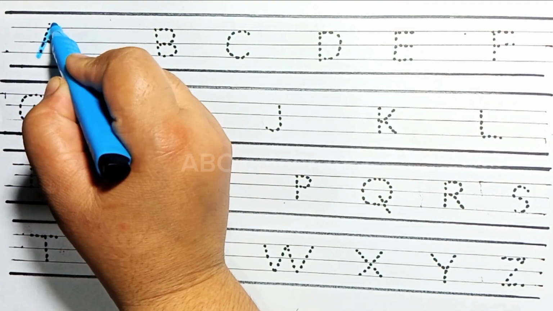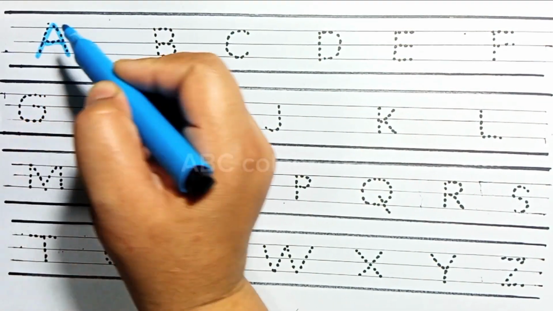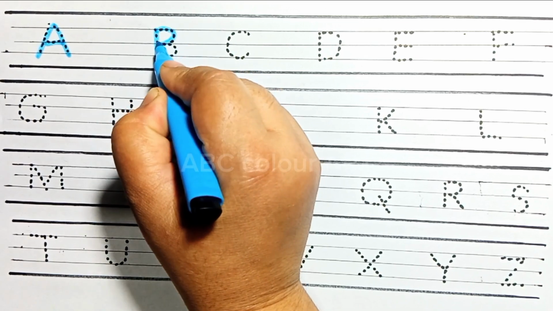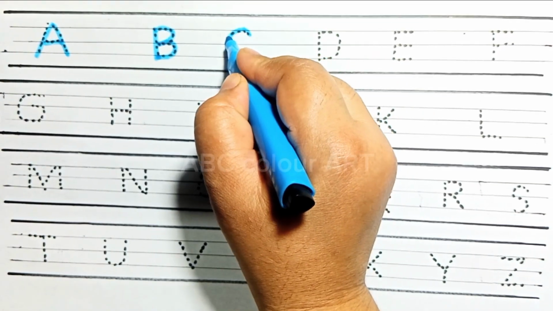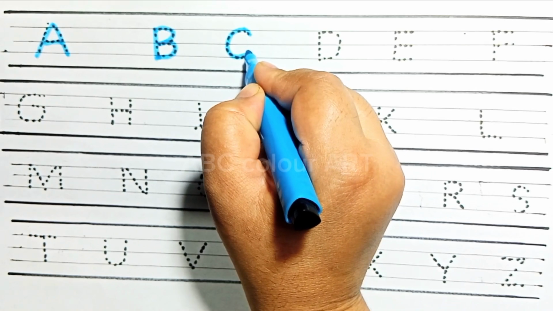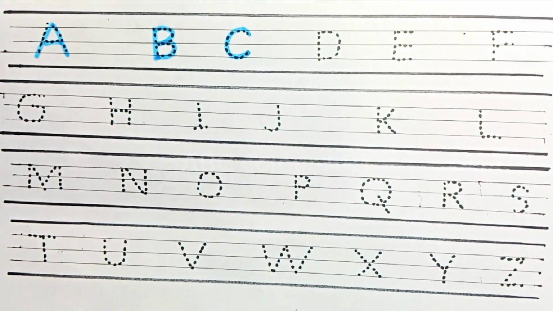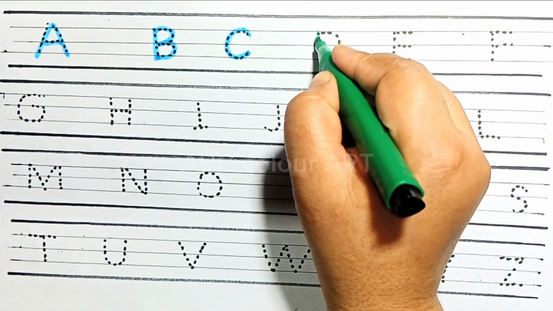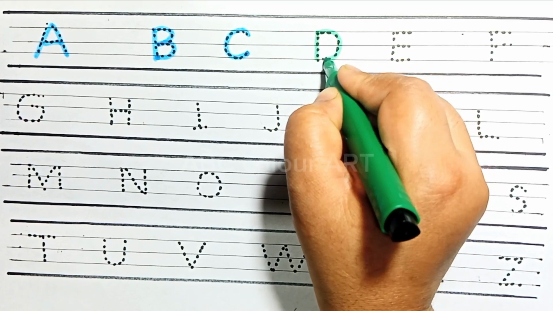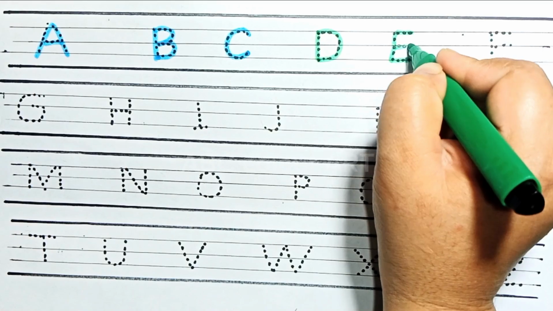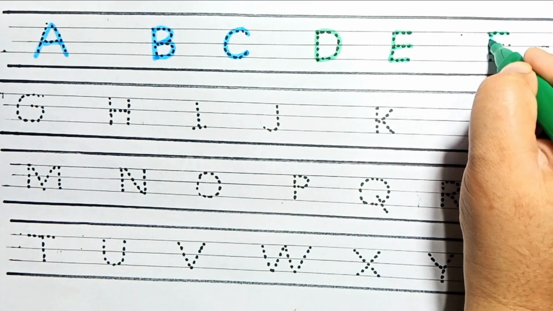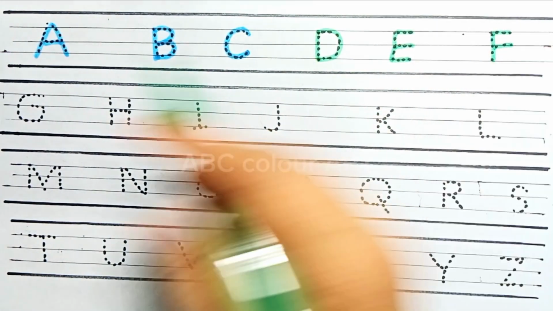A for apple. B for butter. C for car. D for dog. E for elephant. F for frog.